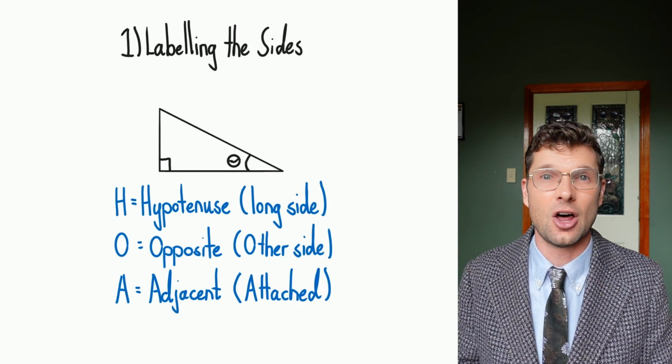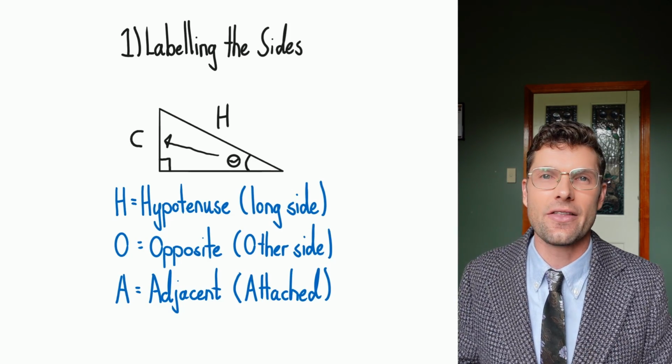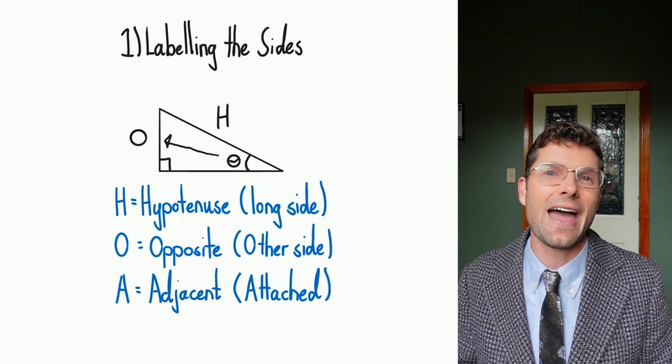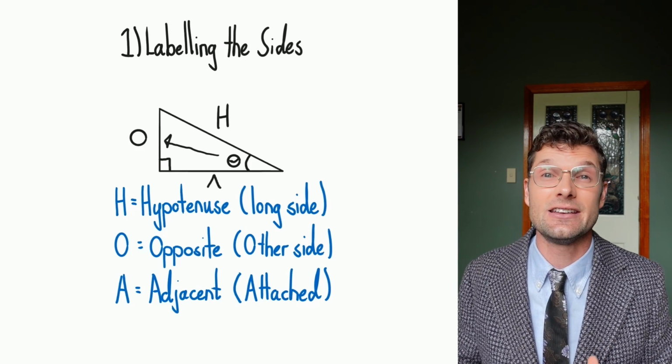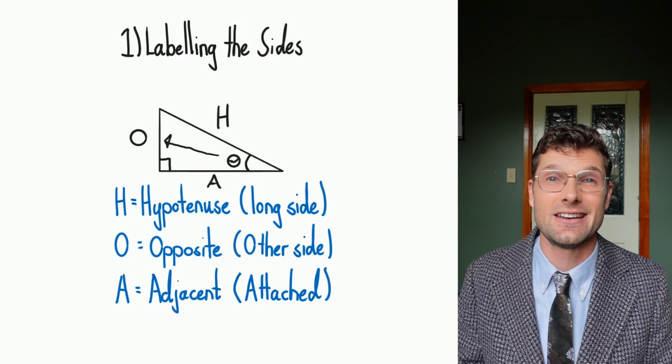The hypotenuse is the long side. We're going to throw an H there. The opposite side is all the way on the other side, so we're going to label that O. And then the adjacent one is the other side touching our angle of interest. That's half of what we need to learn for today's lesson.